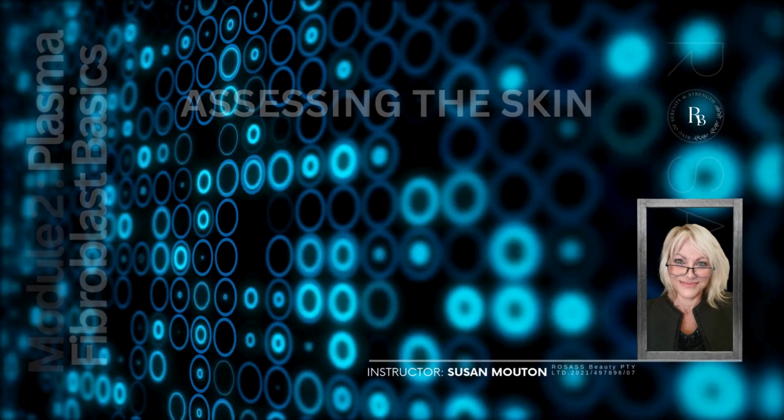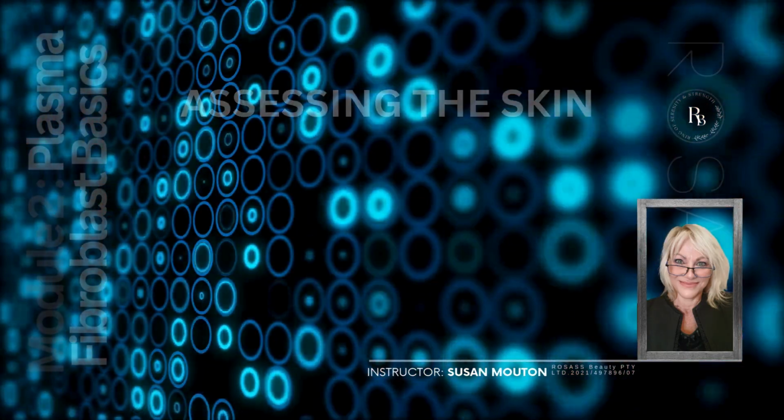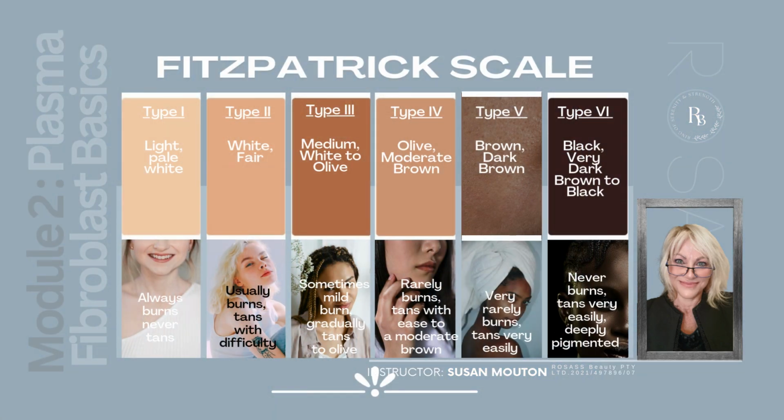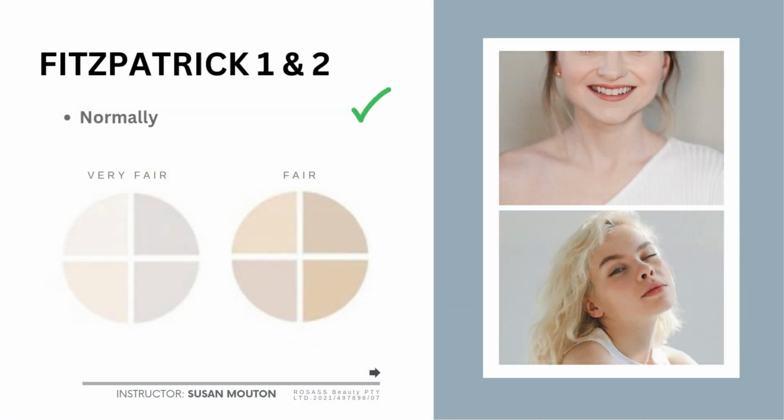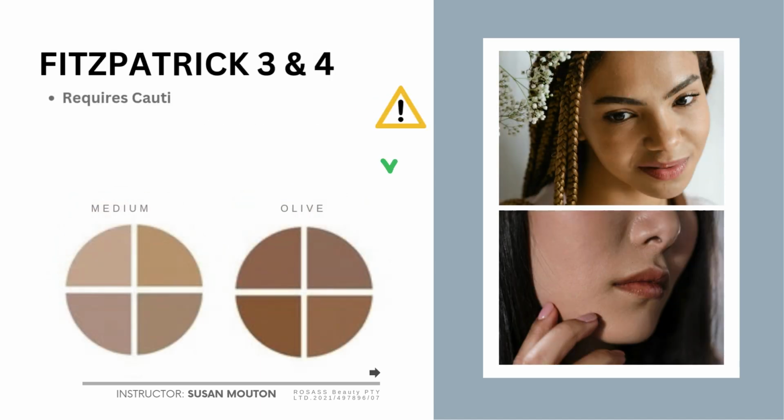Once you've ruled out any contraindications, the next step is assessing skin type using the Fitzpatrick scale. This scale classifies skin tones based on how they react to sun exposure and healing. Fitzpatrick 1 and 2, normally safe for treatment. Fitzpatrick 3 and 4, requires caution.